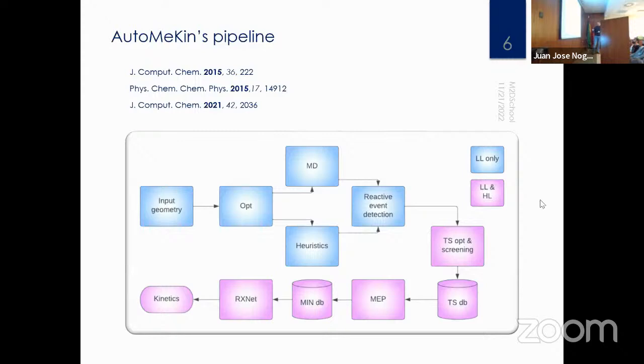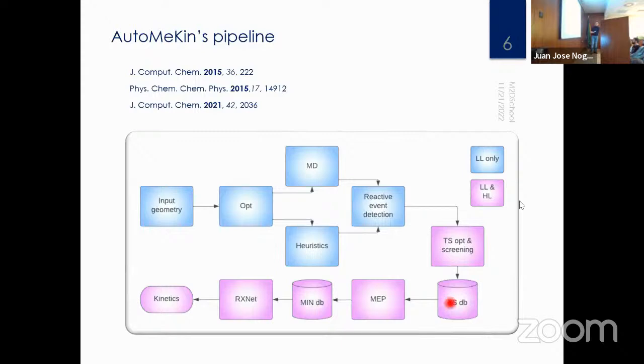So once you detect these guess TS structures, guess transition state structures, you obviously want to optimize them because this is just a guess structure. You optimize it using the typical eigenvector following algorithm, for instance. And then once you fully optimize the structure, you have to do some screening because you run MD simulations in parallel and you obtain repetitions of the structures. So you want to compare the structures, so you need to screen them. And after that, you create a database with all the structures.